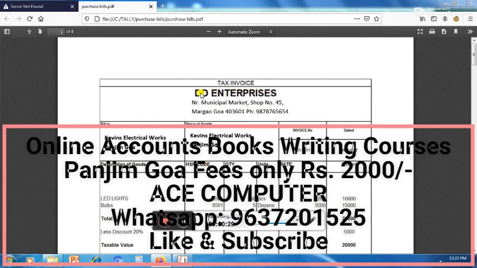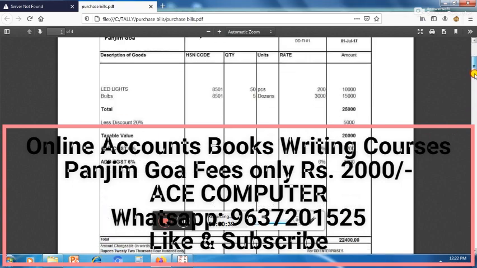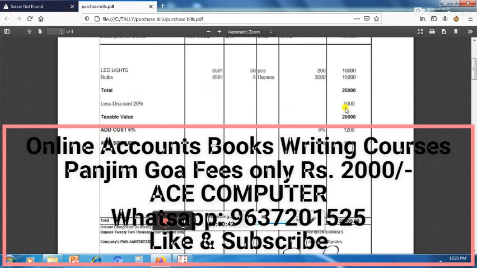And this party will be called, in sales it is what? Sundry debtor. Here it will be called a sundry creditor. Now here the following items are purchased. Total purchase is 25,000. Less discount 5,000. Taxable value is 20,000. On this 20,000 there is a 12% GST.